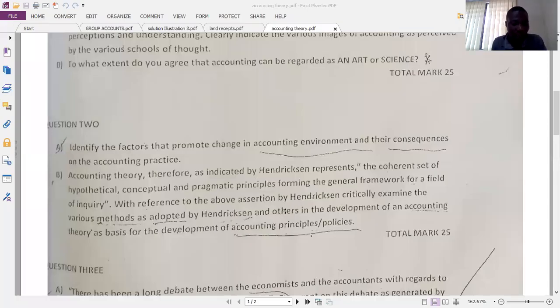Now let's look at the second question. Accounting theory, therefore, as indicated by Hendrickson, represents the coherent set of hypothetical, conceptual, and pragmatic principles, forming the general framework for a field of inquiry.